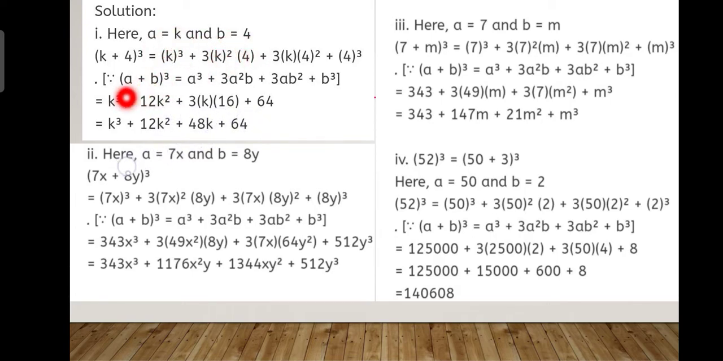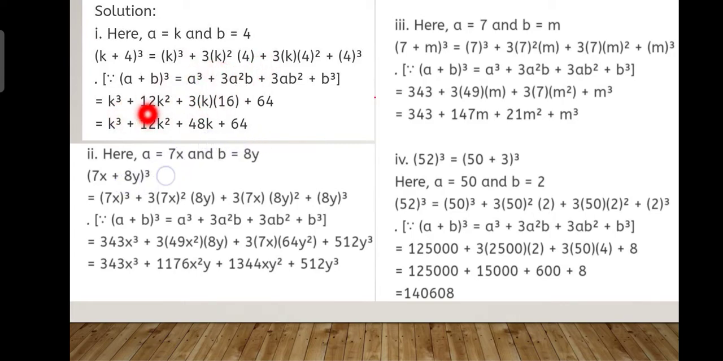The formula says that (a plus b) the whole raised to cube is a cube plus 3a square b plus 3ab square plus b cube. So that is k cube plus 3k square into 4 plus 3k into 4 square plus 4 cube. So here our a square is this k square and b square is this 4 square, and a cube is k cube and b cube is 4 cube. Okay, so k cube will remain as it is.